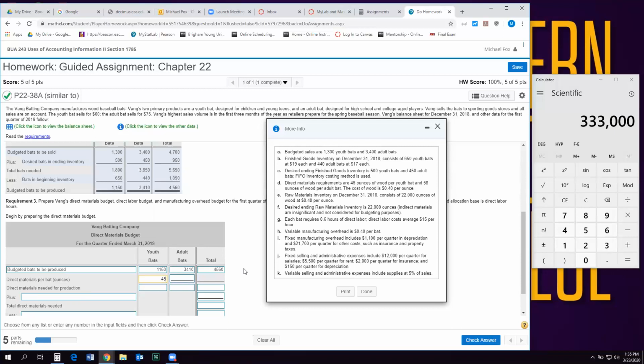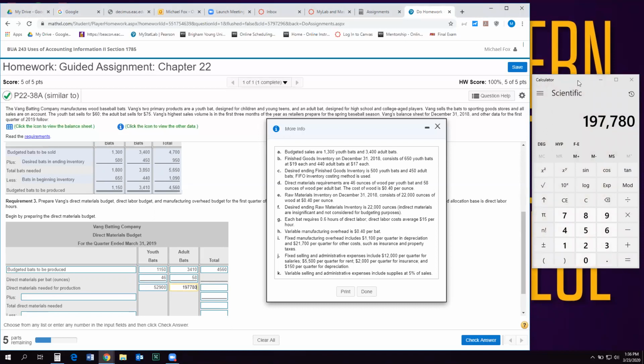46 ounces for youth bat and 58 ounces for an adult bat. And then to find our materials needed, we would just take the number of bats times the amount of wood per bat. So for youth bats, 1,150 bats times 46 ounces per bat, or 52,900 ounces of wood. Sounds like a lot. And then for our adult bats, we have 3,410 bats times 58 ounces per bat for 197,780.